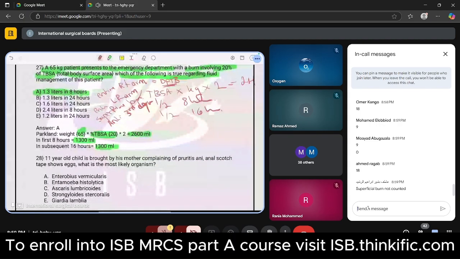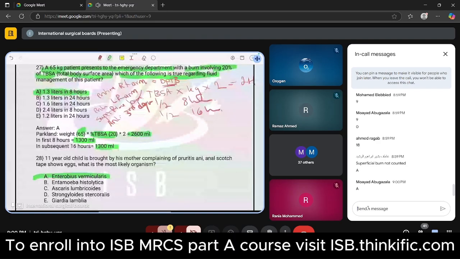Perfect. Let's see. Very easy question. An 11-year-old child brought by the mother, pruritus ani, anal scotch tape test shows eggs. What's that? That's Enterobius vermicularis, right? This parasite has a love story. There is a nice love story with this parasite. Do you know the love story of this parasite? It's all about sacrifice. The husband sacrifices for the wife, and the wife sacrifices for the kids.